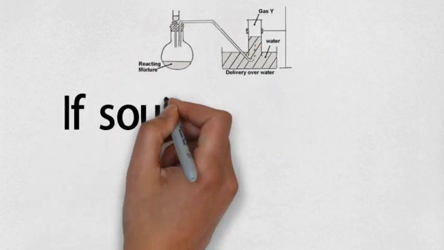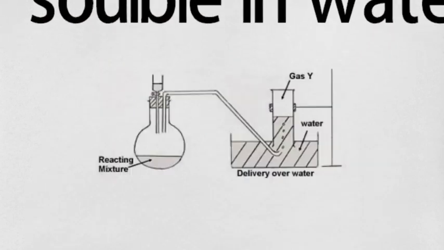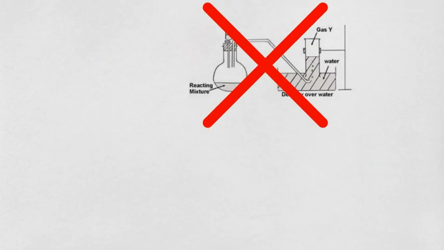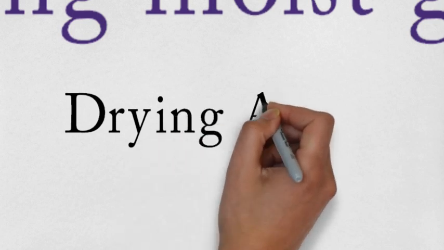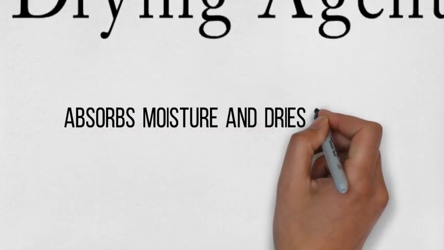If the gas is insoluble in water, the gas can be collected over the surface of water, but if it is soluble, this method cannot be used. If we have to dry a moist sample of gas, we have to use a substance known as drying agent. This drying agent absorbs all the moisture from the gas and makes the gas dry.